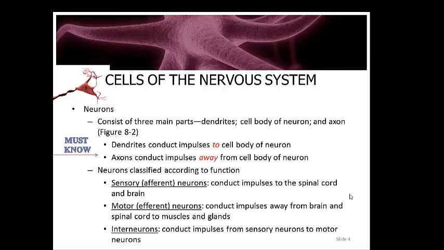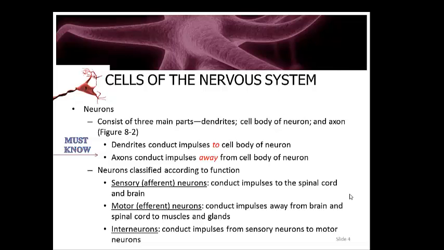Neurons can be classified according to their function. They're either sensory, motor, or they can be called interneurons. Sensory neurons are also called afferent, and these will conduct impulses to the spinal cord and the brain, whereas the motor or efferent neurons will conduct impulses away from the brain and the spinal cord, to such areas as the muscles and glands. The interneurons, inter meaning between, are going to conduct impulses from a sensory neuron to a motor neuron.